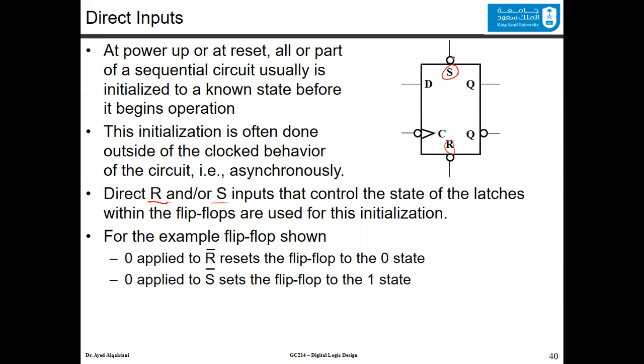Now, you can see that both of them have a bubble, meaning when S is equal to 0, its behavior is active. Whenever the S is equal to 0, it means that I will set the D flip-flop. Setting a D flip-flop means that I'm going to have the value of 1 inside the D flip-flop. Whenever you have R equal to 0, it means that I'm resetting this flip-flop, and resetting means that I'm having the value of 0 in the flip-flop. In another way, you could say that the S is active low, the R is also active low. So 0 applied to the R here resets the flip-flop to 0. If 0 is applied to the S, the flip-flop will have the value of 1.